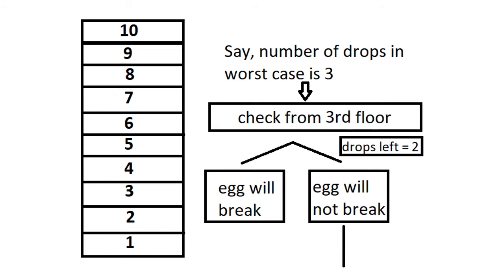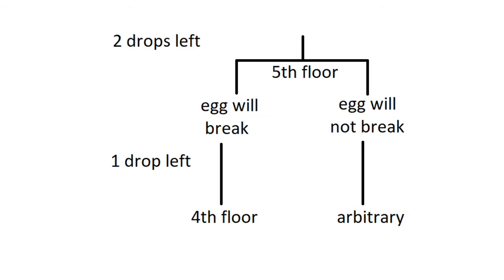Now we need to see the other situation also, in which the egg did not break on falling from the 3rd floor. We have already made our first attempt, so we are left with only 2 drops. And we need to check 7 floors above the 3rd floor. So how to proceed in this situation? Since we are left with 2 drops, we need to apply the same logic as applied in the first step. We can only check 2 floors above the 3rd floor, that is the 5th floor. We make a drop from the 5th floor and if the egg breaks, we are left with 1 egg and 1 drop. And since we need to check only 1 floor, that is the 4th floor, because we have already checked up to the 3rd floor.